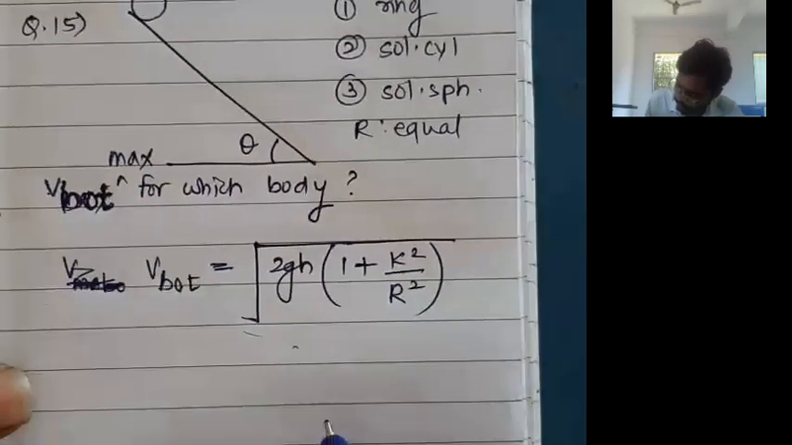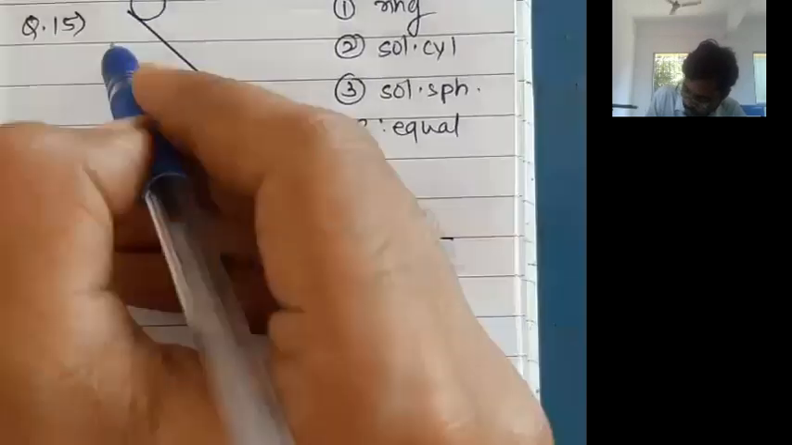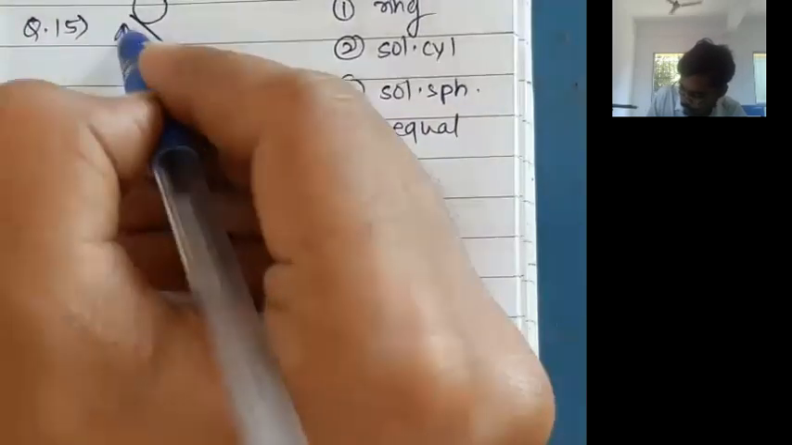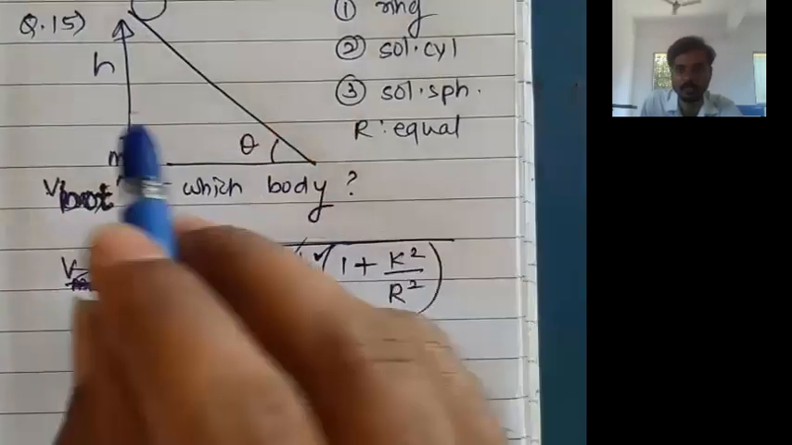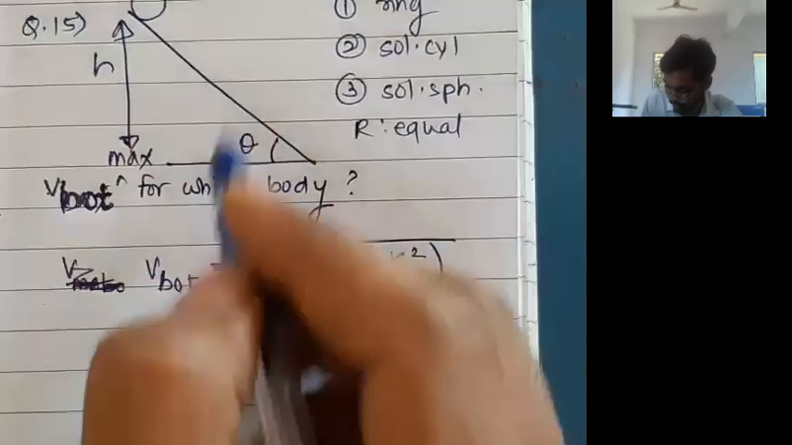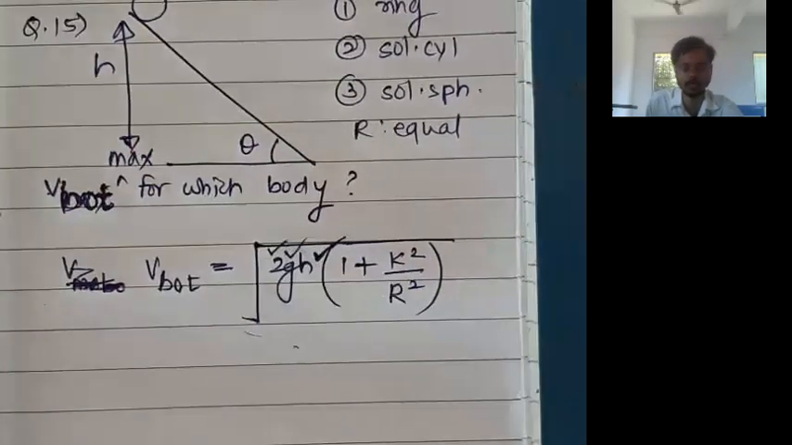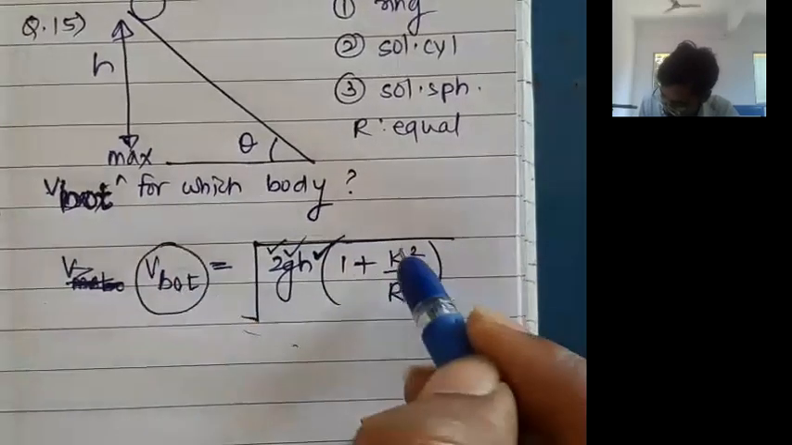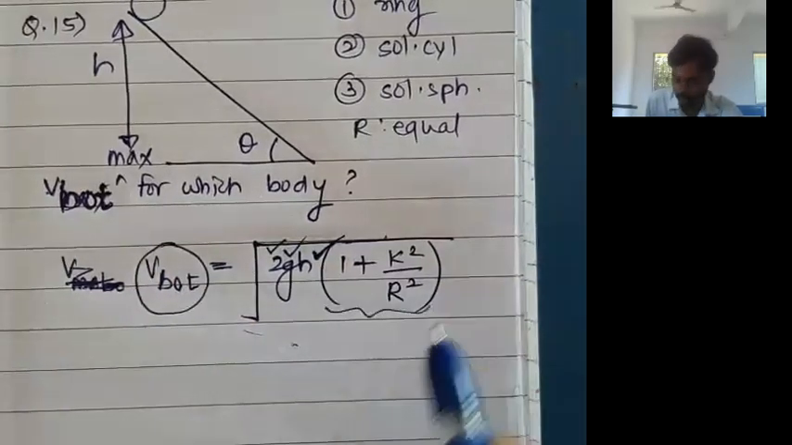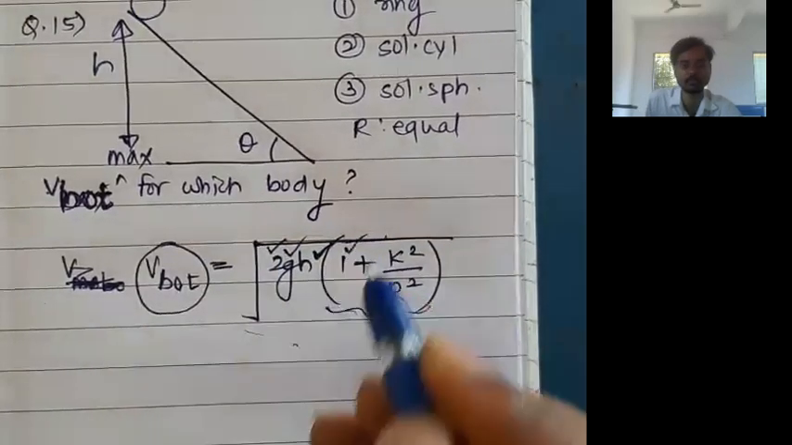Fine. So here, see, h for all the bodies will be same. G is the same for all bodies. 9.8 it is same. H is same. 2 is same. Now, can you observe? Velocity will be maximum if this entire bracket is maximum. Out of which 1 is the fixed quantity.